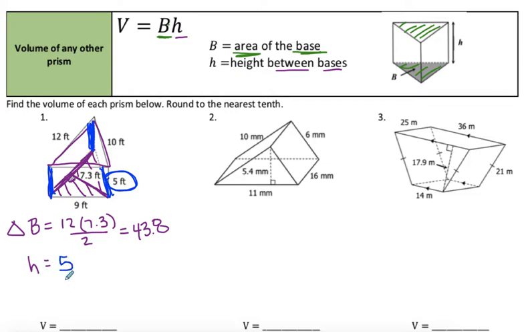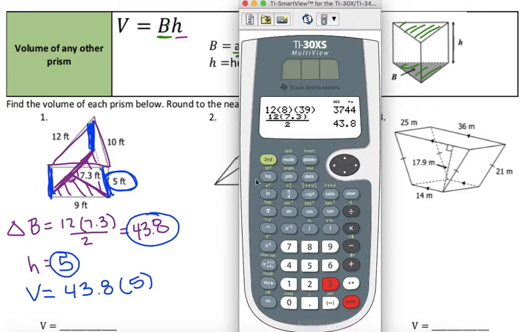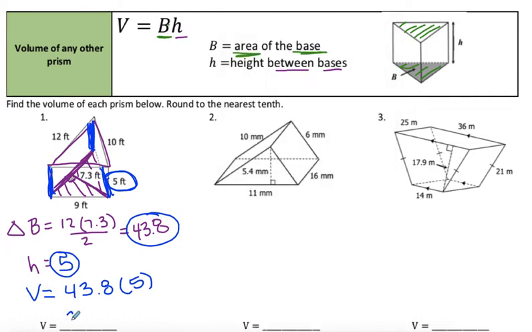So this was actually not measuring up and down height, but the distance between the bases is always the height between the bases. To find volume, our formula says take the area of the base and multiply it times the height. So we'll do 43.8 times 5. Again, I'm going to grab my calculator and let it do that for me. 43.8 times 5, rounded to the nearest tenth. Well, I don't need to round. I get exactly 219. Looking at my units, I will have feet cubed as my final answer.